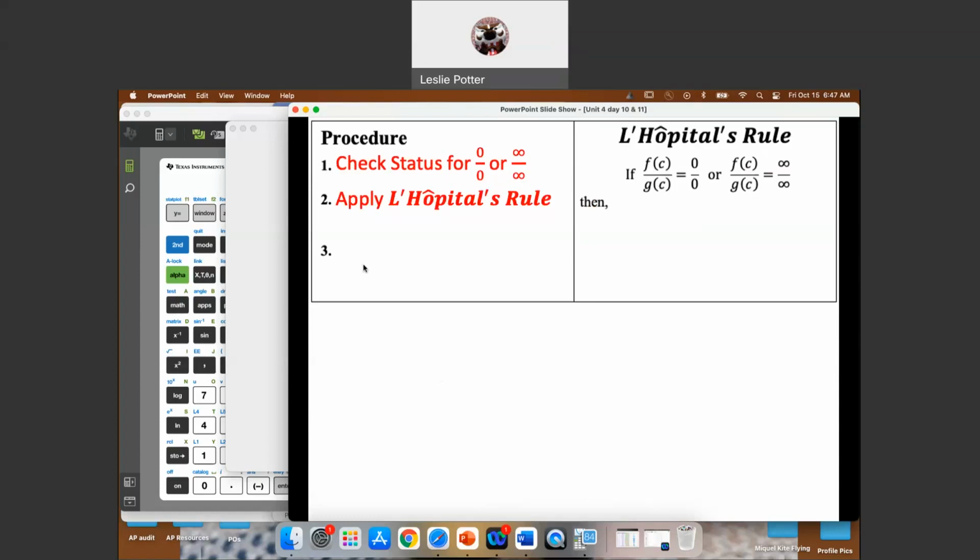Now, I want to caution you. This is not the quotient rule, right? The quotient rule is low d high minus high d low over low squared. We're not doing that. Okay, we are taking the derivative of the top like it's its own little thing, and the derivative of the bottom like it's its own little thing, and we're keeping that ratio. Okay, because we know that behaves the same.